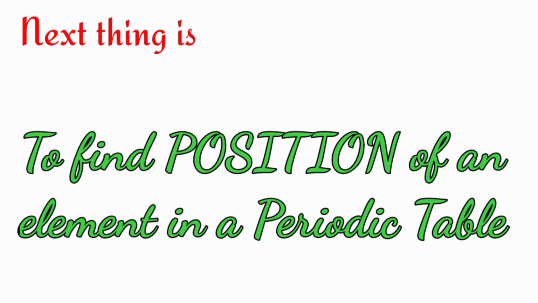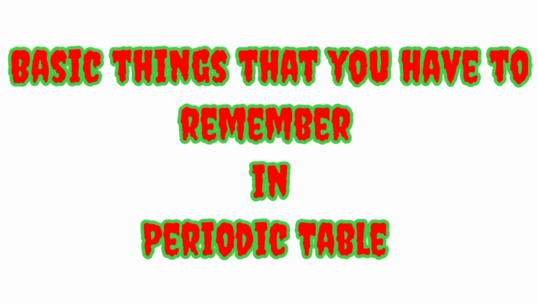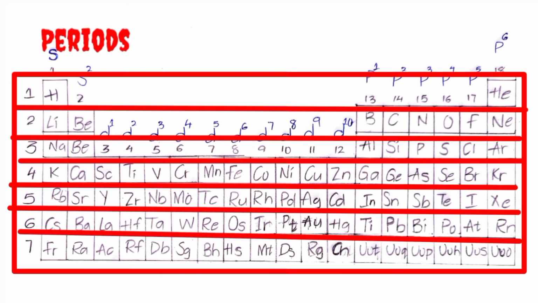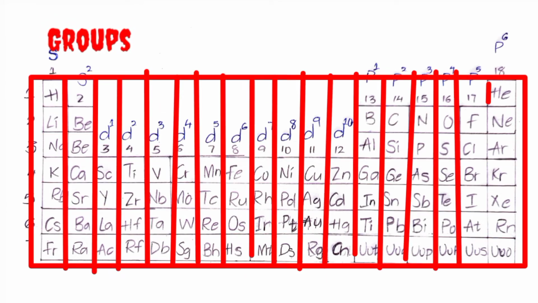The next thing we are going to learn is to find the position of an element in the periodic table. What? Yes. It is very important to know the position of an element. By knowing the position of an element, you can easily know the property of an element. So firstly, you have to know basic things related to the modern periodic table. I think you all know that, in the periodic table, we have 7 horizontal rows called periods and 18 vertical columns called groups.